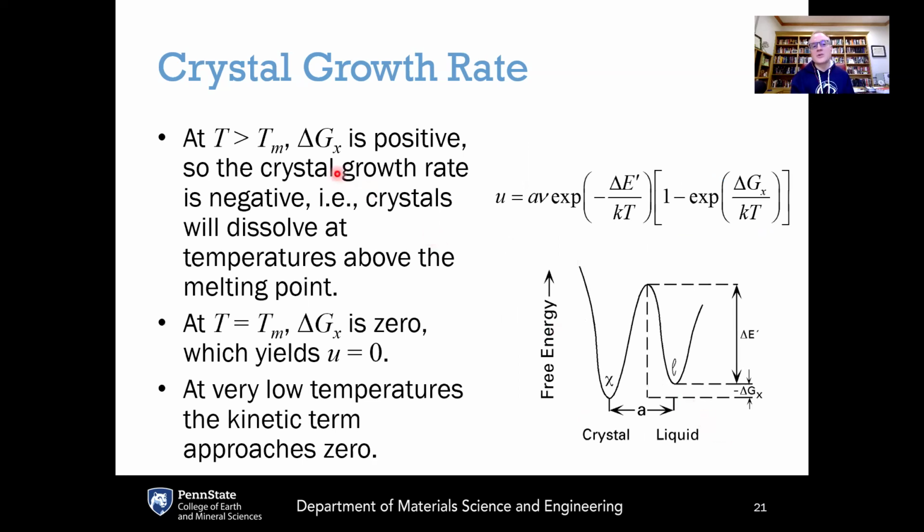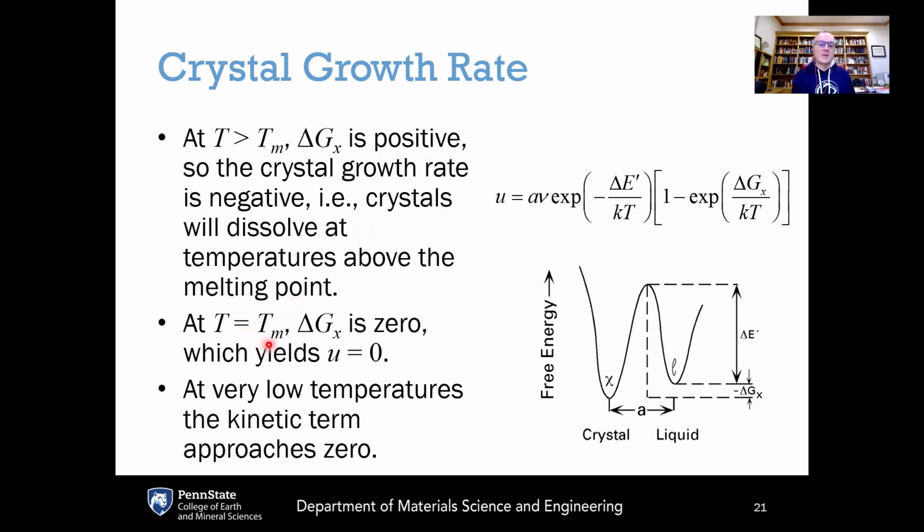So if we are at temperatures above the melting temperature, the liquid is in equilibrium, which means that the delta G sub X is positive. That means that the system is thermodynamically favored to stay as a liquid instead of a crystal. If that's the case, the crystal growth rate is negative. In other words, the rate of atoms leaving the crystal and going into the liquid is greater than the rate of atoms coming from the liquid and being added to the crystal, which means that the crystal is going to dissolve or melt at any temperature that is above Tm. So the crystal growth rate will be negative. The crystal will shrink over time.